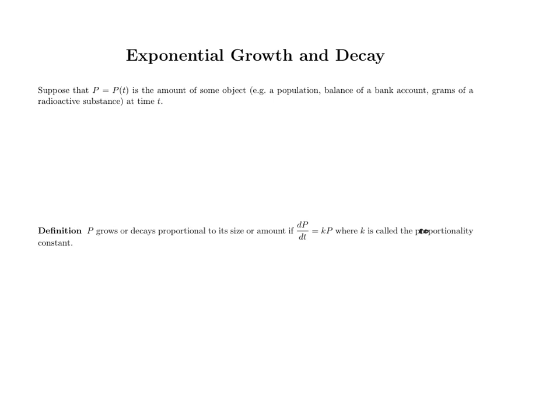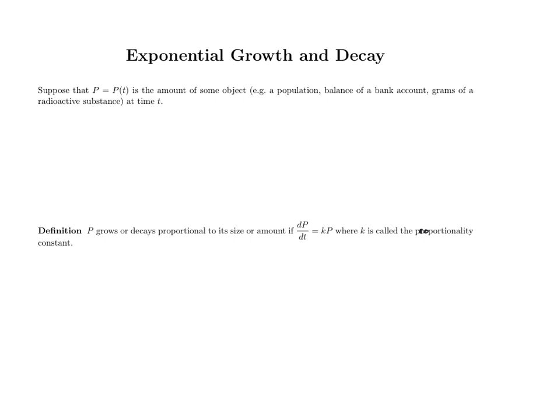In this lesson, we'll discuss exponential growth and decay and how that relates to calculus. To start with, just a little bit of notation, I'm going to let the letter P, or P of t, represent the amount of some object. And this could be population, the balance of a bank account, maybe grams of some radioactive substance, for example.